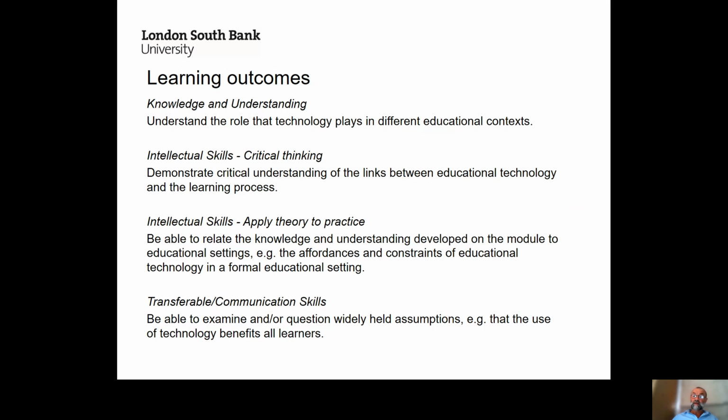Intellectual skills, we're looking at the application of theory to practice. So when I talk about theory, I'm talking about the stuff we read in books or the stuff we read in journals. Practice is what practically happens in the classroom or in the learning environment. So we're looking at the relationship between what people, teachers, learners actually do in the classroom and what people say when they write about these things in books. So the stuff in books is theory, the stuff that actually happens in the classroom is practice. And we're looking at the relationship between those two things.